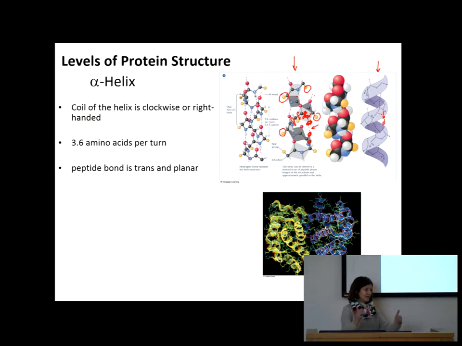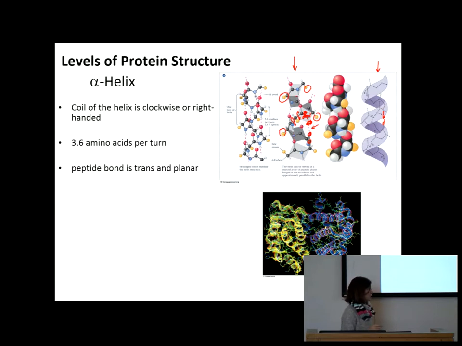But if you take a look at it, you can be either right-handed or left-handed. The way I imagine it is being at the top of a spiral staircase, and which way am I going to start walking down it? There's two different ways. I'm not going to ask you to remember which way or to draw it or anything like that, but just know that there's two ways that you can go when you have a coil.